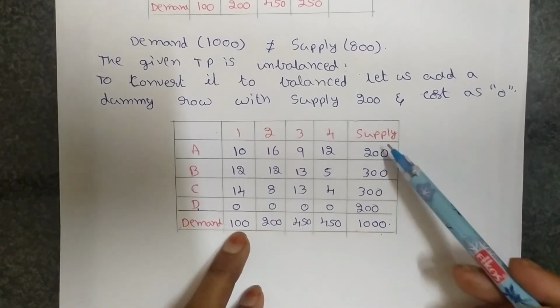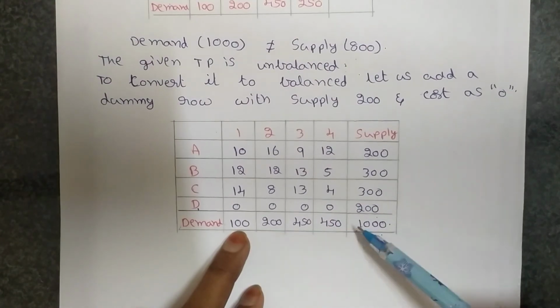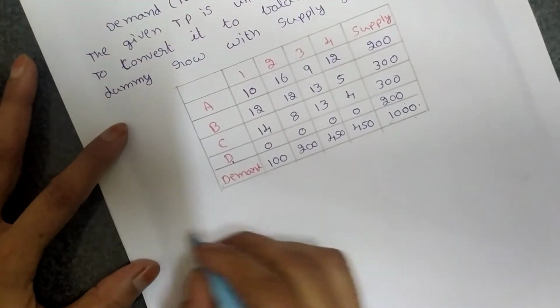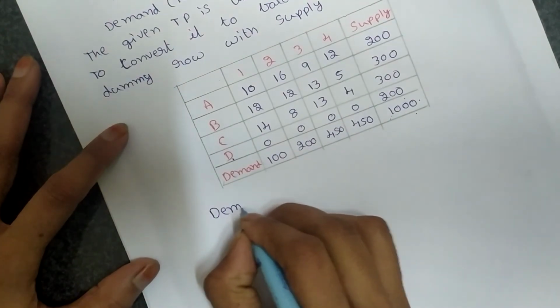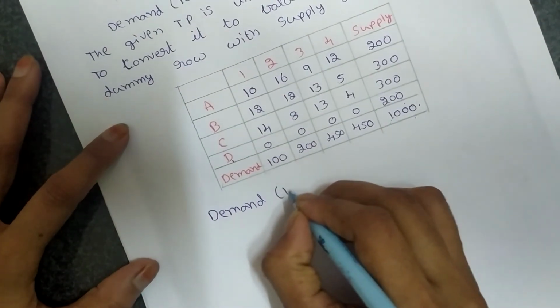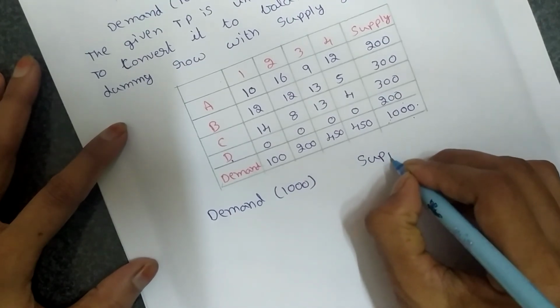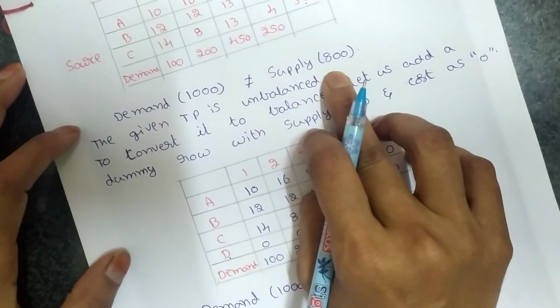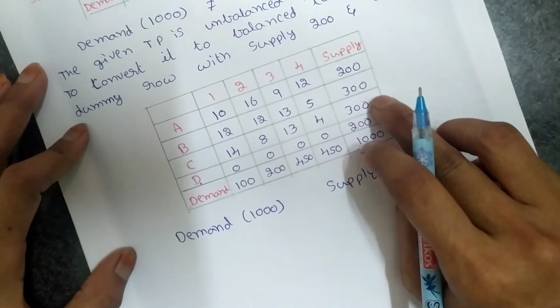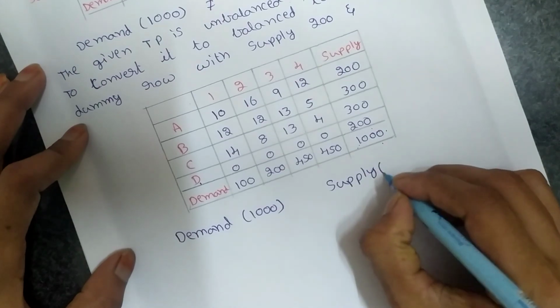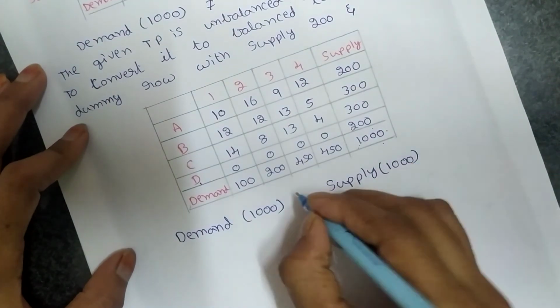Now what is the total demand and the total supply? Total demand is 1000. We have not made any change in the demand, so it is 1000. What is the supply? Previously it was 800. Now we have added 200, so 200, 500, 800 and 1000. So the total supply is 1000, which means demand is equal to supply.